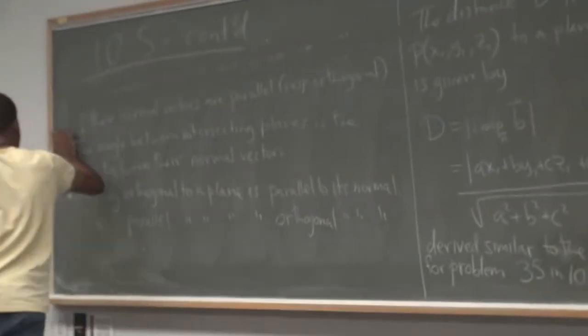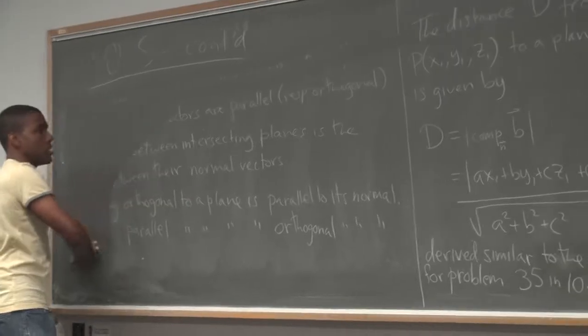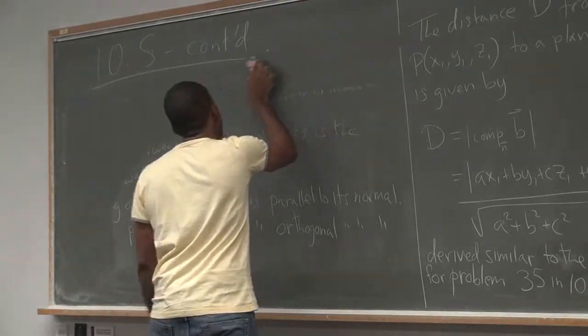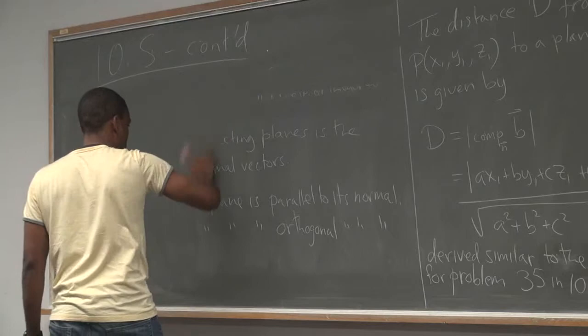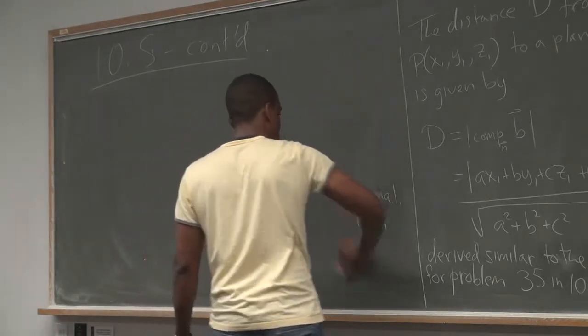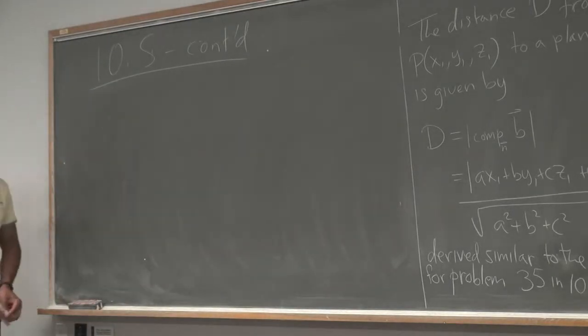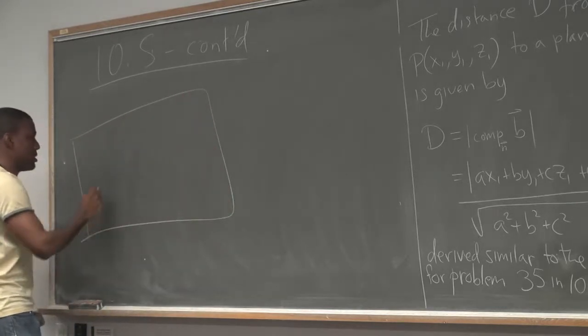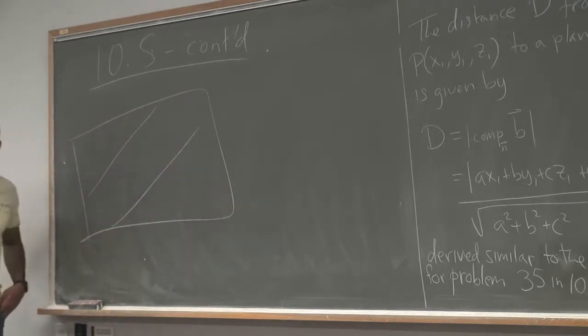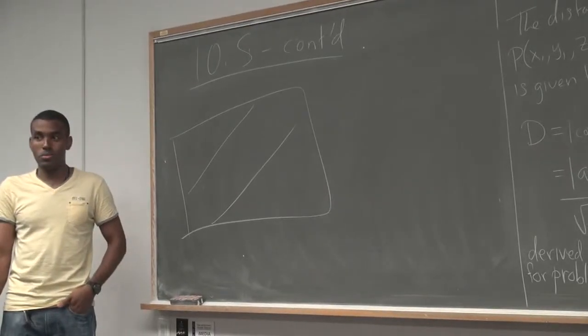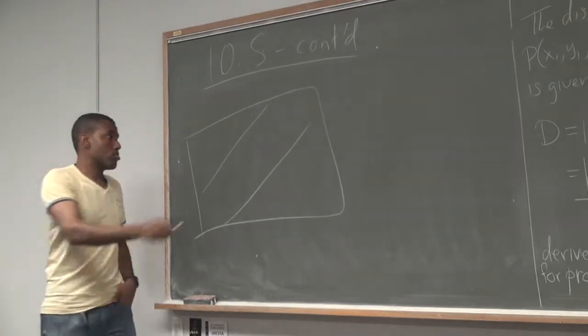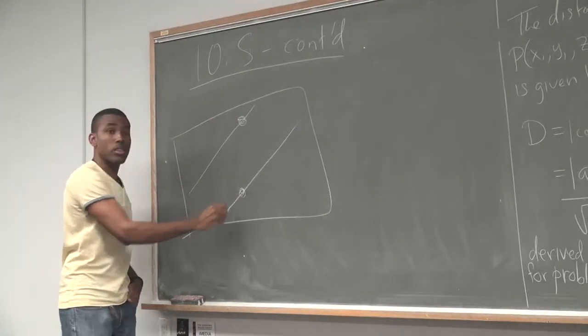What if I asked you to find the equation of a plane that contains 2 parallel non-intersecting lines? How would you do that? We find 2 points on the 2 lines. So here's my plane, 2 parallel lines. What do you want to do? We could find 2 points on the 2 different lines. Okay, so I found this point and I found that point.